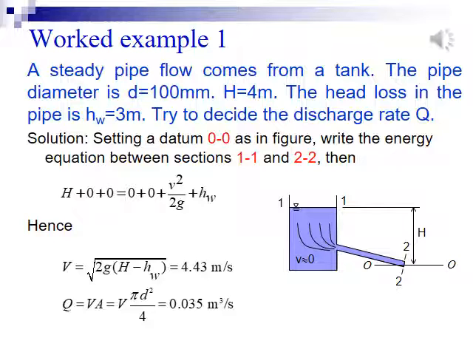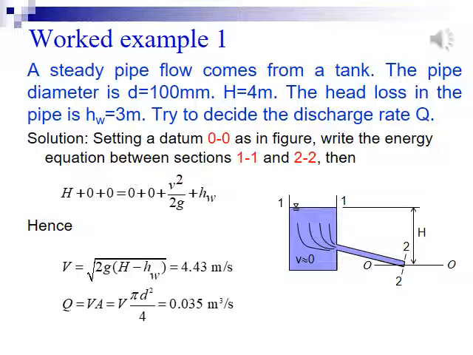Number 1. Why do we select the datum location like this? Actually, you can choose any place as long as it is horizontal. It will not affect our solution completely. However, you will find the one crossing through the outlet center is the best for our calculation, with z2 equal to 0.